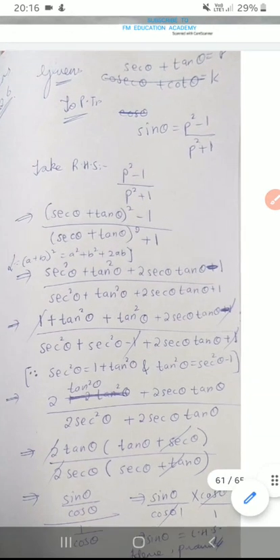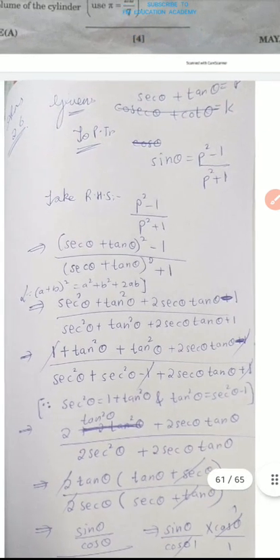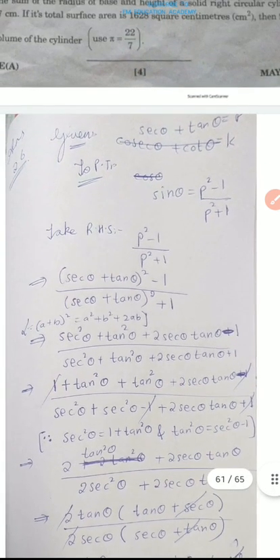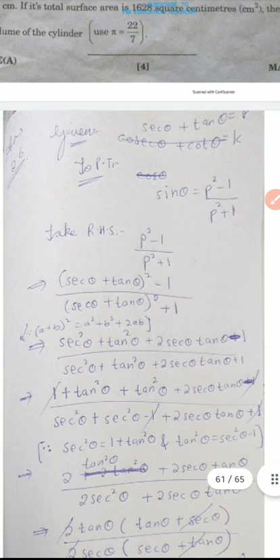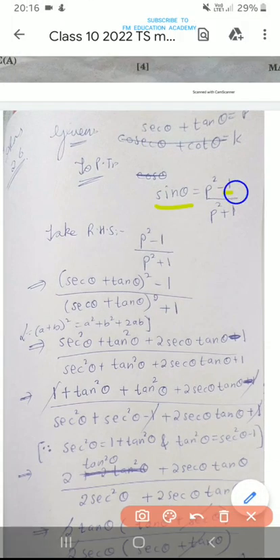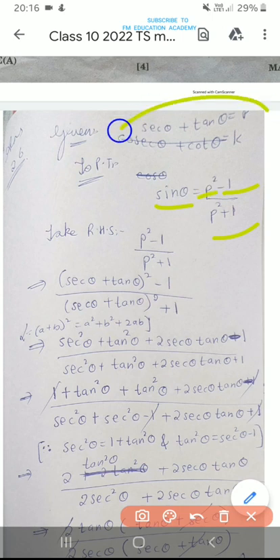See, if you observe this question carefully, here secant theta plus tan theta is given as P, and it is asking us to prove that sin theta is equal to (P square minus 1) by (P square plus 1). So for this question, what you can do is, in place of P, substitute the value of P. What is the value of P given to us? Secant theta plus tan theta. So (secant theta plus tan theta) whole square minus 1, by, again in place of P, substitute (secant theta plus tan theta) whole square plus 1.